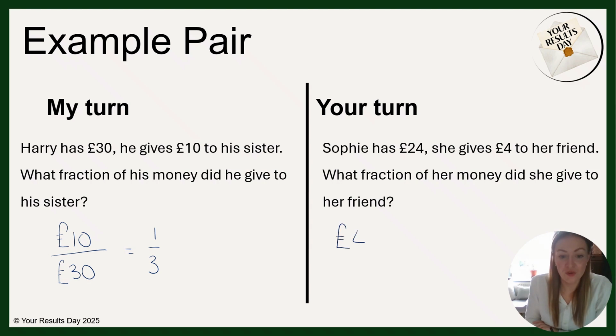Sophie gives £4 out of her £24 total to her friend. Both of these numbers are divisible by 4. 4 divided by 4 is 1. 24 divided by 4 is 6. So Sophie gave 1/6 of her money to her friend.